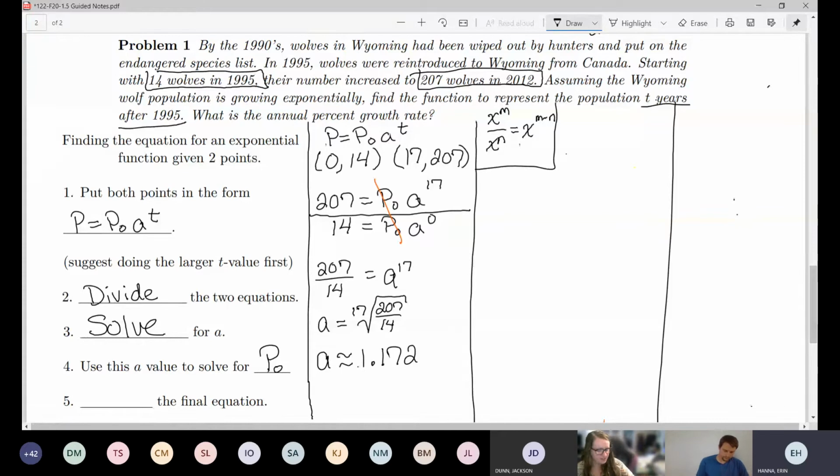So now we've got to solve for p naught. You get to pick whichever one of the two original equations makes you happier. And again, because I'm trying not to take the shortcut route, I'm going to use the 207 and the 17th power one. But now since we know what a is, we essentially plug in the value we just found for a.